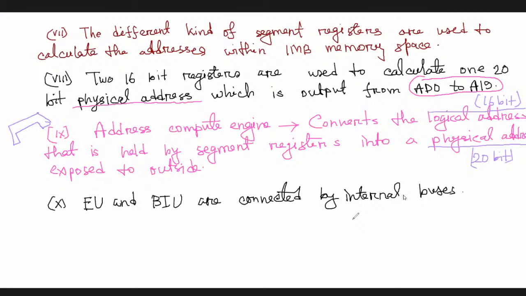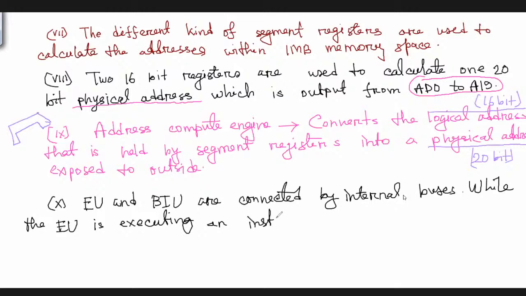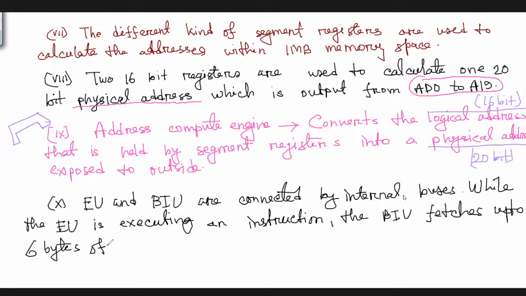So you can say while the EU is executing an instruction, what does the BIU do? The BIU fetches up to 6 bytes of the next instruction.